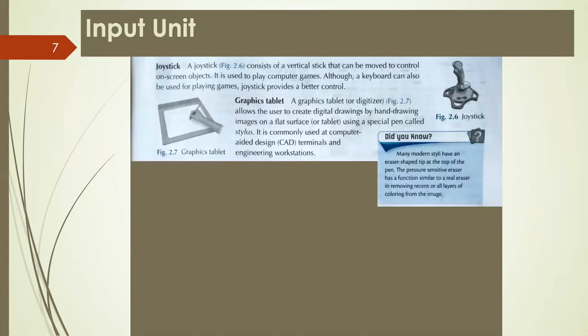Next is the graphics tablet. What is a graphics tablet? A graphics tablet or digitizer allows the user to create digital drawings by handwriting images on a flat surface or a tablet. For example, you see digital classrooms are there. On the screen, you can write with the help of a light pen. Or instead of that, if you have a graphics tablet, you connect that tablet to the device, and by sitting at the table, whatever you write on the tablet will display on the screen. That is digital handwriting, no?